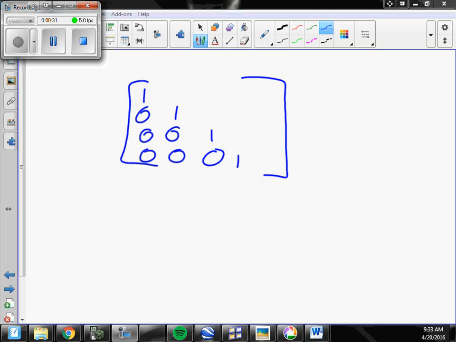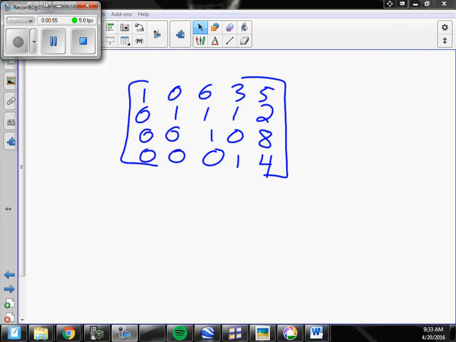And the trouble with row echelon form is it's not unique. There's more than one, probably an infinite number of row echelon forms. Maybe not, I don't know. Probably an infinite number. So the number to the right could be anything. We might have 0, 6, 3, 5, 1, 1, 2, 0, 8, 4. Okay? But what row echelon allows us to do is start from the last variable and work backwards.